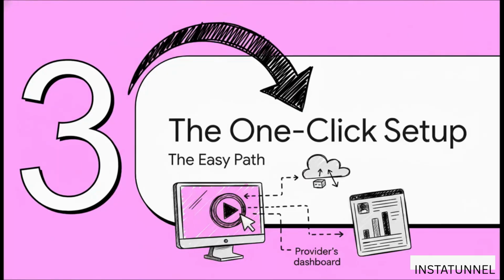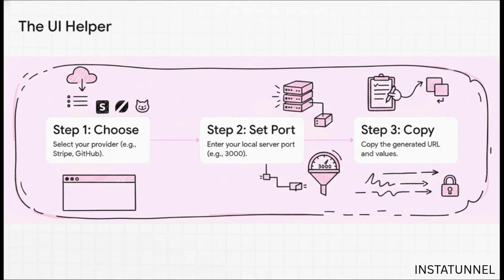Let's start with the easy path, the one-click setup. This is for when you just need to get up and running right now and get those values for your provider's dashboard without any fuss. And it really is this simple. It's not an exaggeration. You pop open the UI helper in the InstaTunnel dashboard. You pick your provider from a dropdown, Stripe, GitHub, whatever. You tell it which port your app is running on, maybe 3000 or 8080, and that's it. It just hands you everything you need.